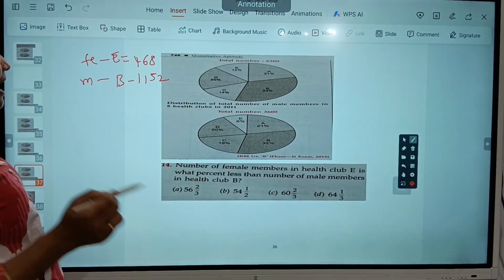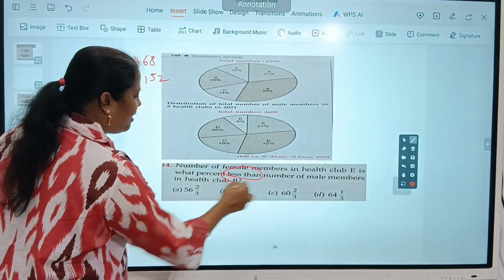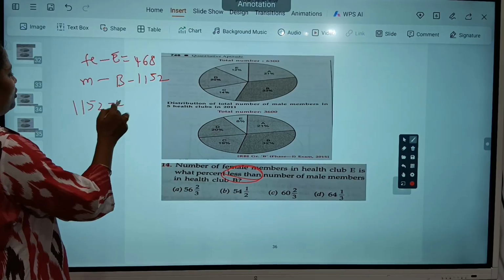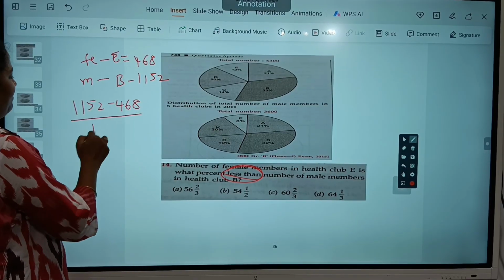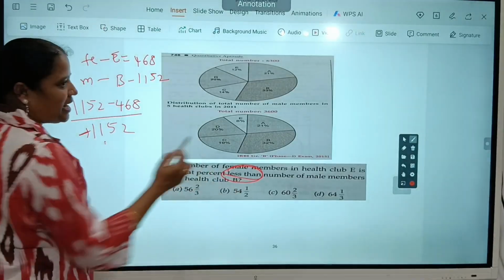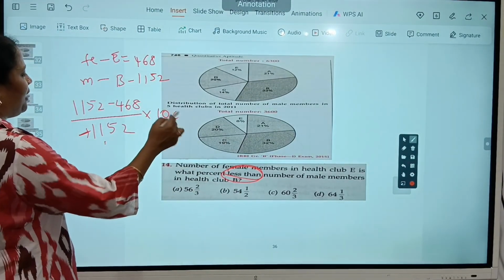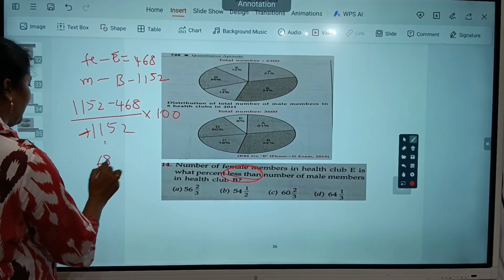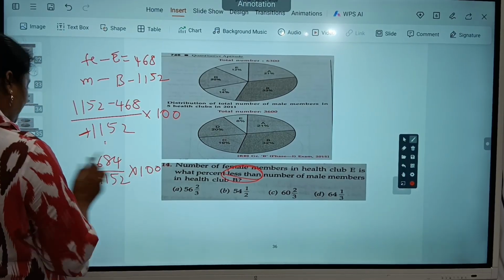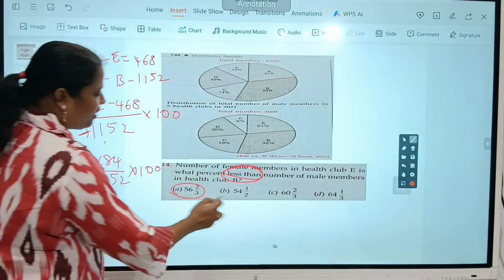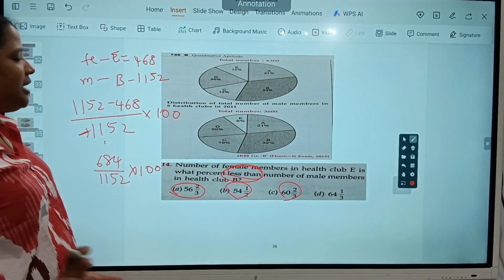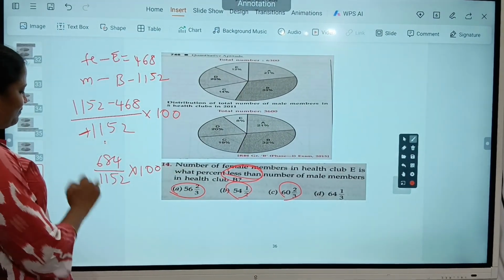So now we have to calculate how much it is less than. Again same formula, 1152 minus 468 by 1152. Higher value we have to take in the denominator if less than is asked. Okay, into 100. So this is 684 by 1152 into 100. Now this will be in this form, you have to get the answer. Okay, not direct form. In fraction form you have to get the answer. Then you have to divide these values.